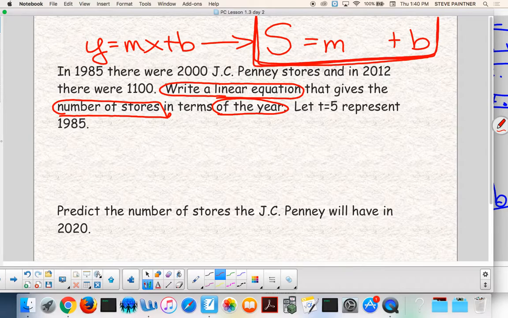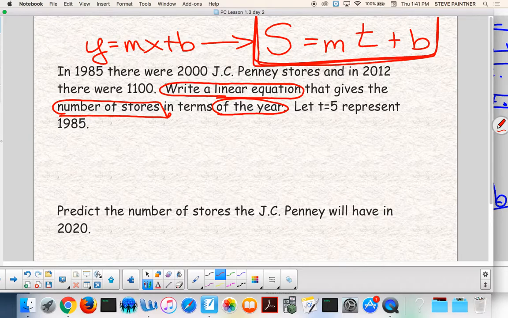Well, most people will say y for years, but if you read on, it says let t equal 5 represent what year? 1985. They don't want you to put in y for years. They want you to put in what letter? T. T for what? Probably time, right? So the year you put in, this actually stands for years, and when you put in a year, you're going to get the number of stores.